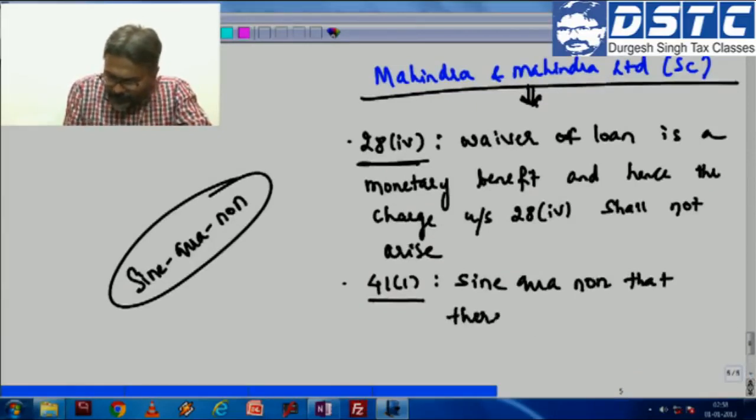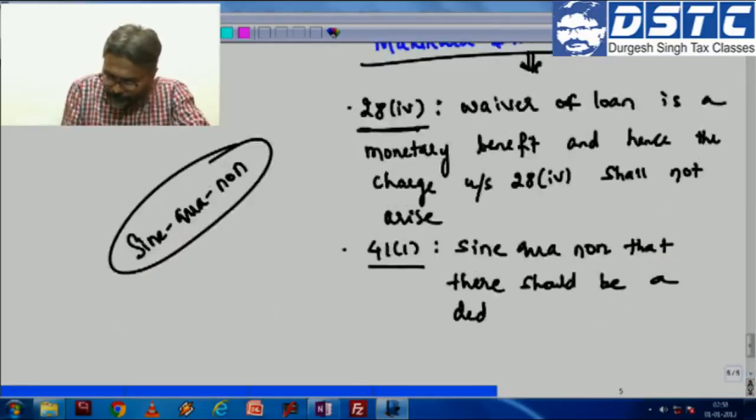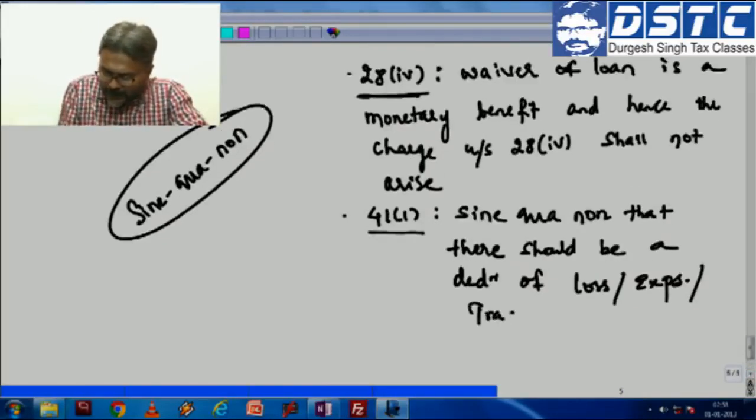that there should be a deduction of loss, expenditure, or trading liability.